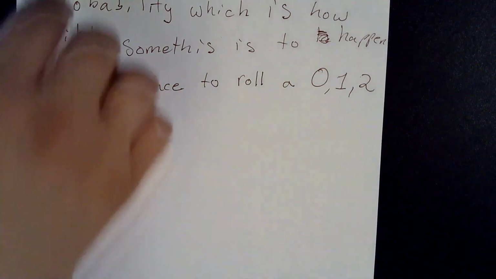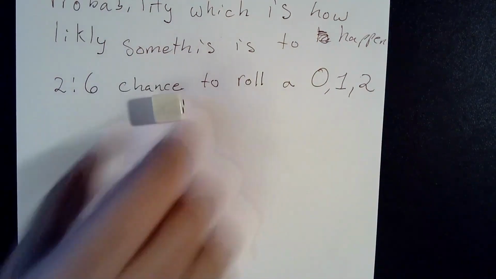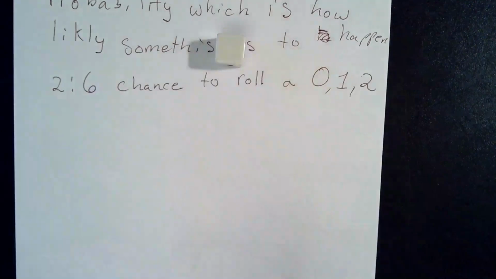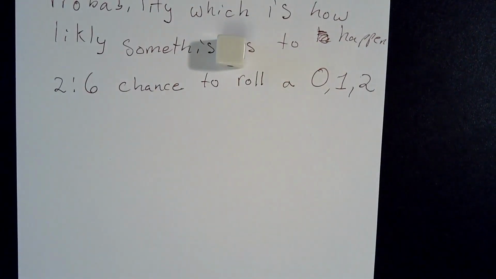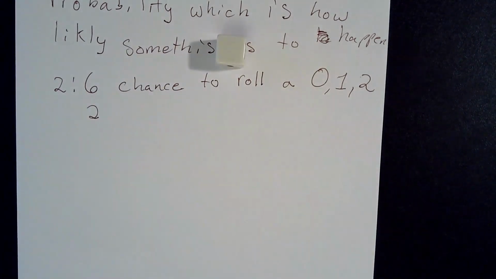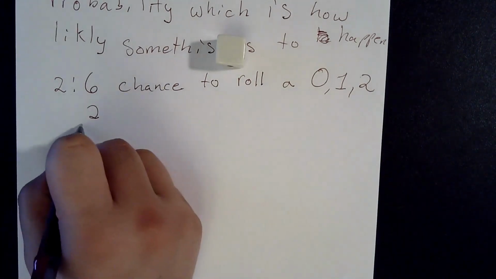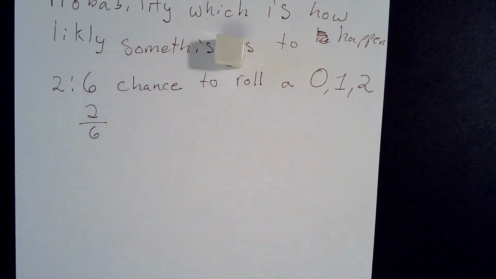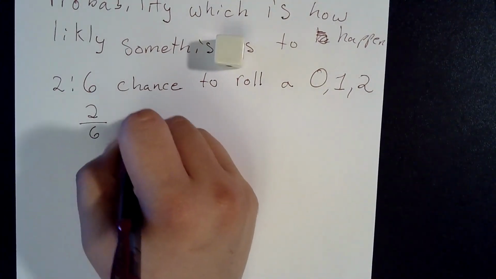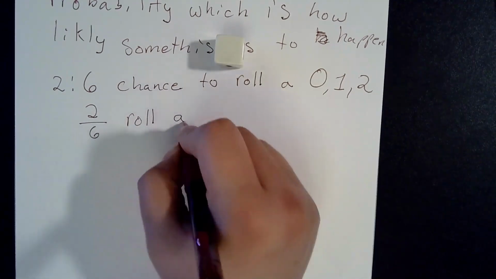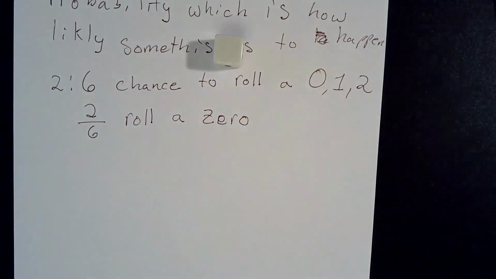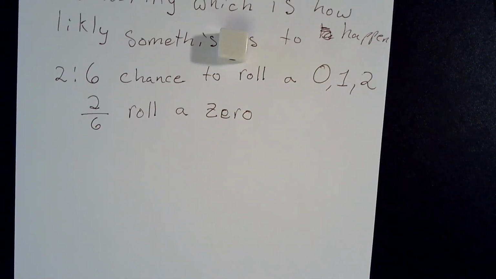Okay, no I couldn't, I got a 0. So, how many times can I say I could roll a 0? 2, right? So you're going to do 2 over 6. It's how likely you're going to roll a 0. Okay? So 2 out of 6 is how likely you're going to roll a 0.